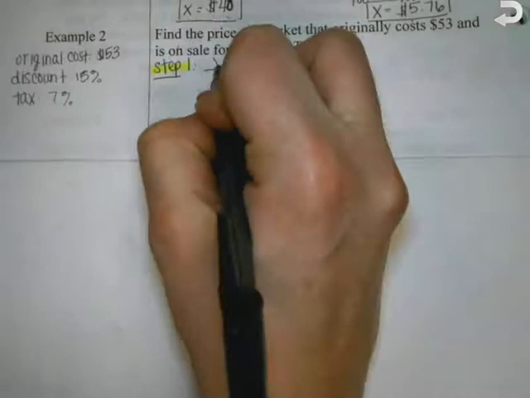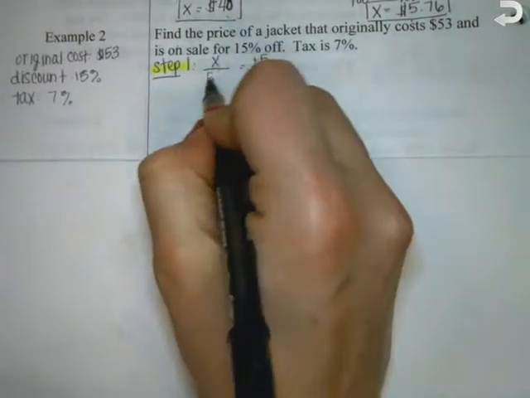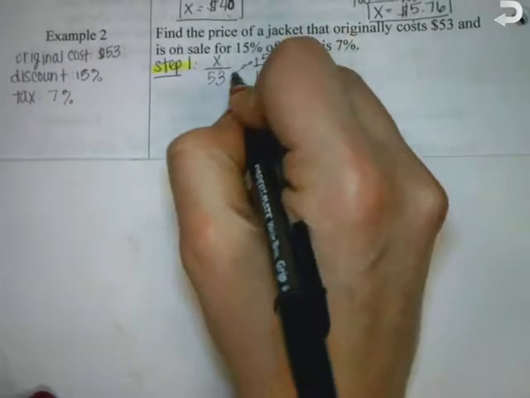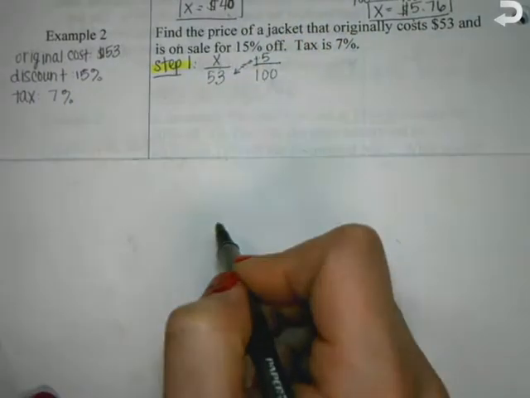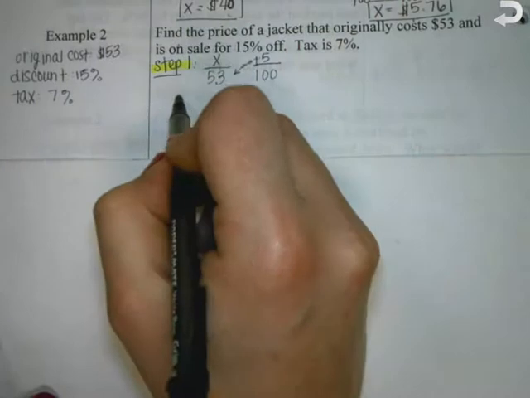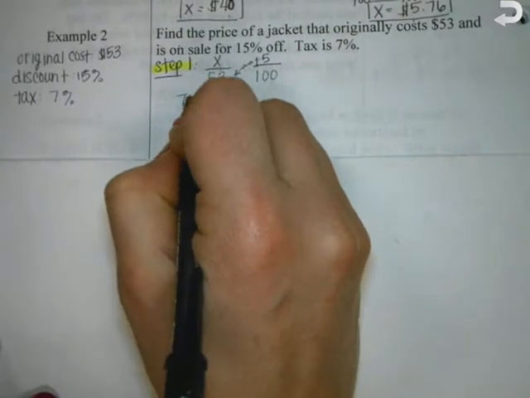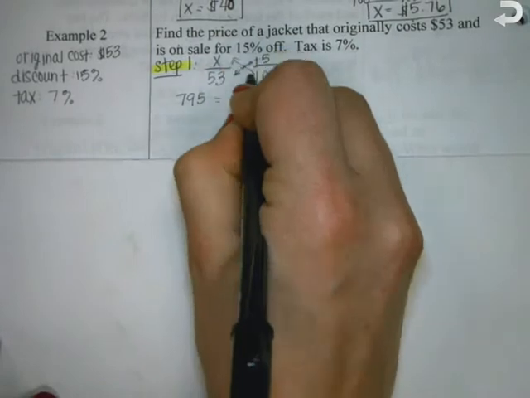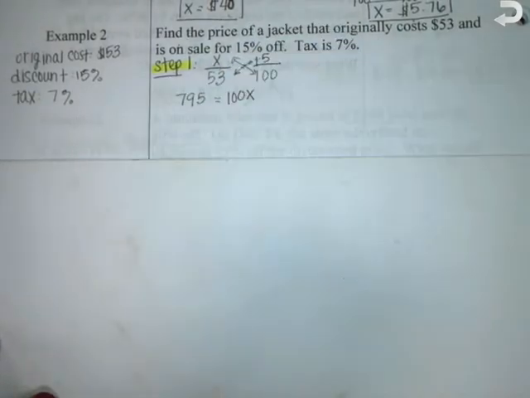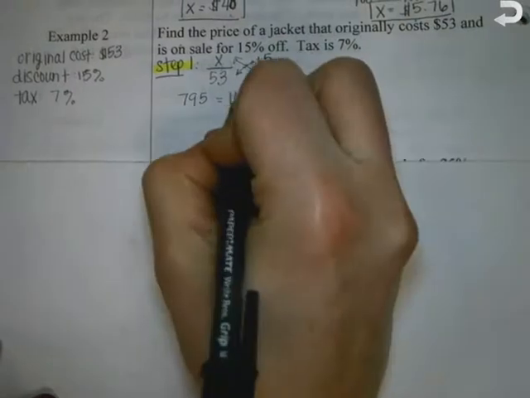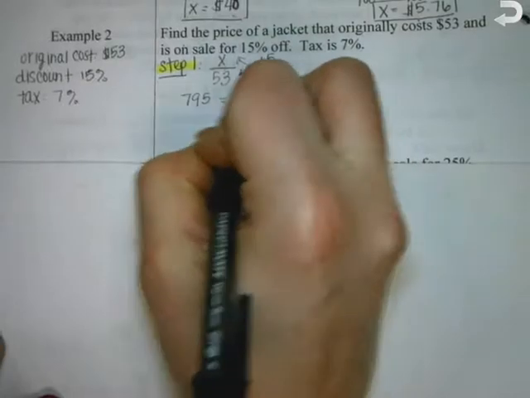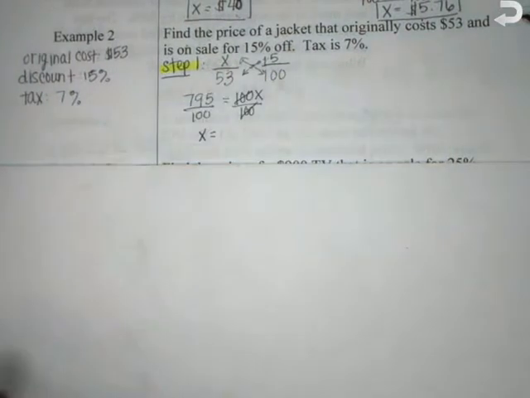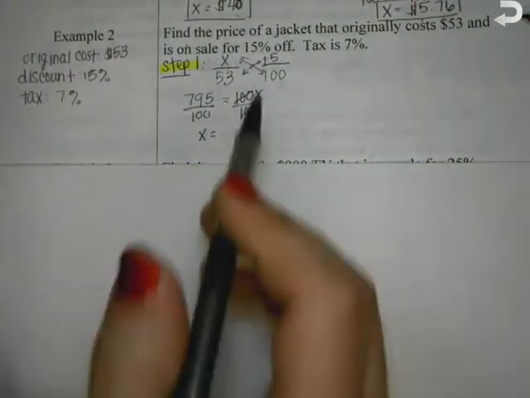Okay, so let's cross multiply here. 53 times 15, what does that give me? 795 equals 100x. Divide both sides by 100. And ladies and gentlemen, if I divide by 100, the decimal moves how many spaces? 2. So that's going to be a discount of $7.95.